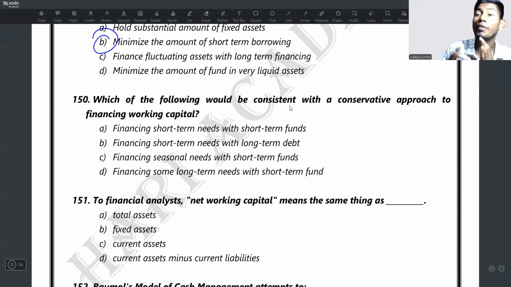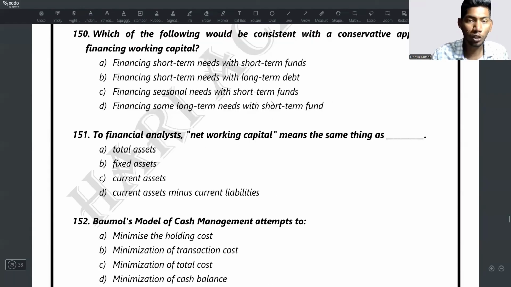Okay. So it's a conservative approach to financing working capital, because a conservative approach involves using long-term funds to finance the short-term working capital needs. This ensures stability and avoids the risk of having to roll over short-term debts. The other options represent more aggressive or flexible approaches.